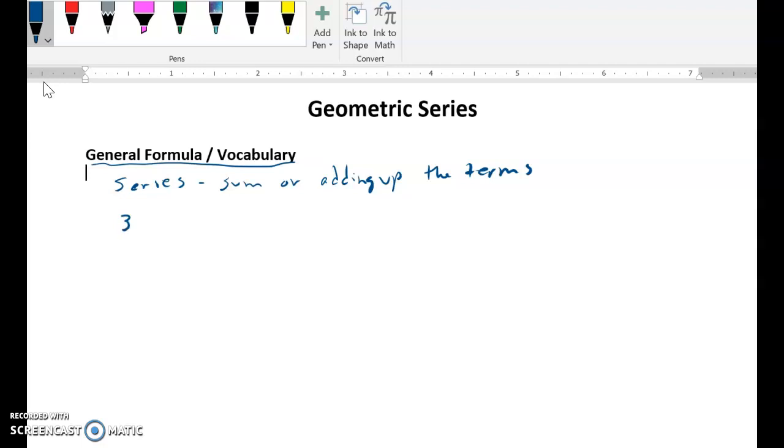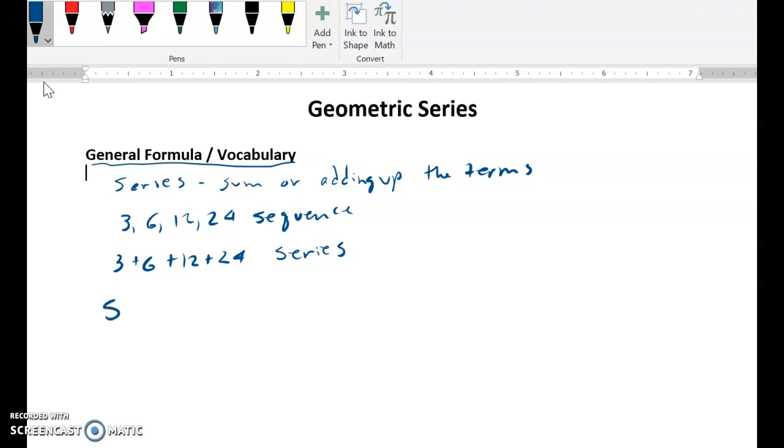If we have a sequence such as 3, 6, 12, 24, then that is our sequence. But now if we say 3 plus 6 plus 12 plus 24, now we're looking at what we call a series. The sum of that series is adding up 3 and 6, 9, and adding 12 and adding 24. We can add those one at a time when they're a short sequence. If we have multiple terms, 10, 15, 30, 50 terms, we really need a quicker way to do that.